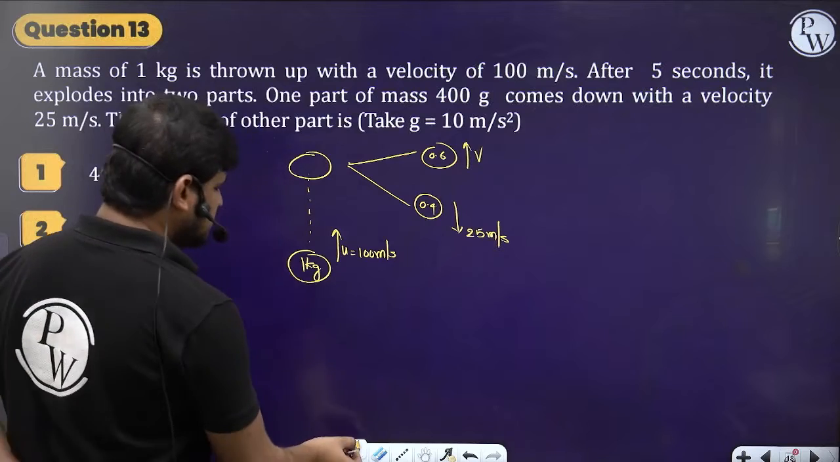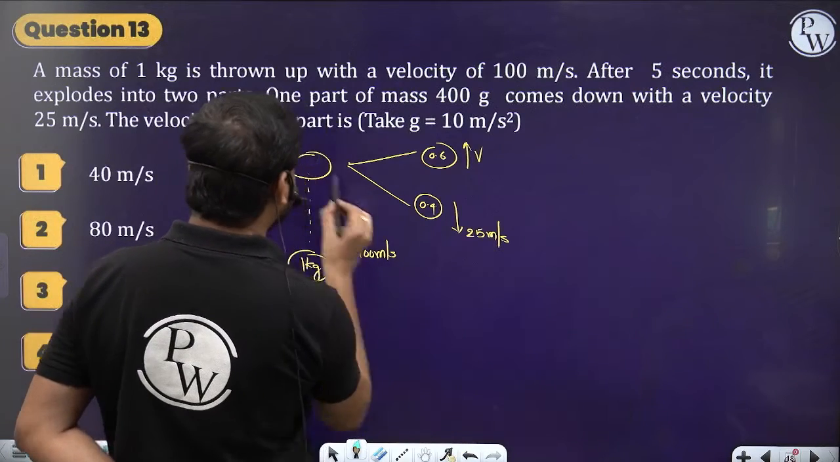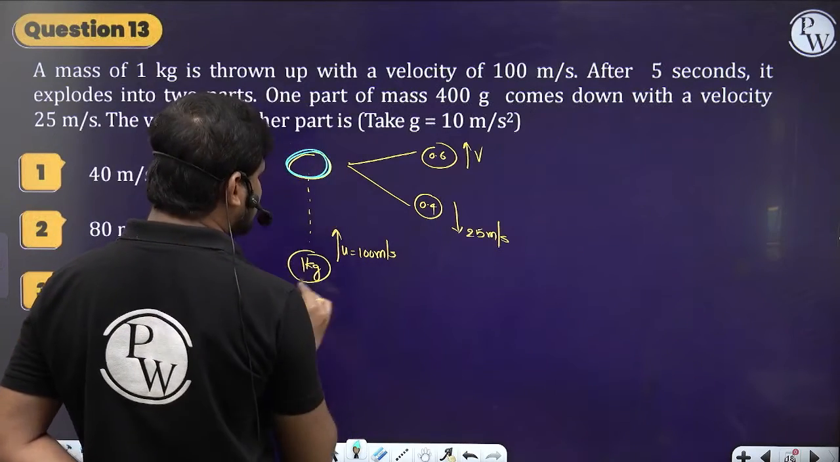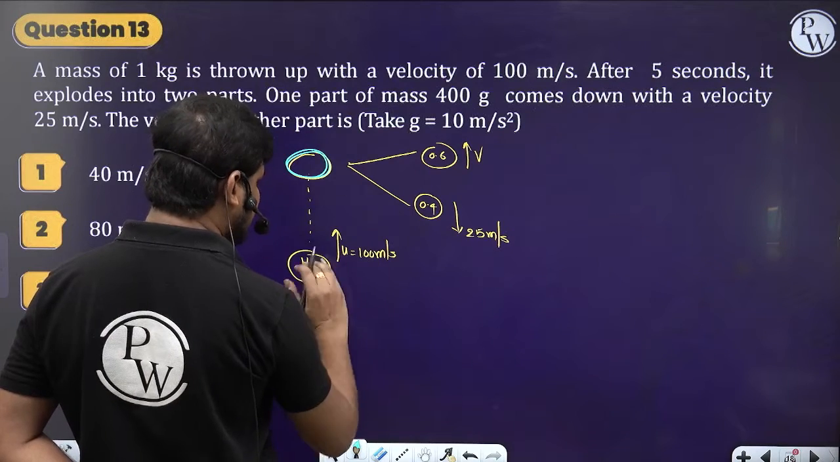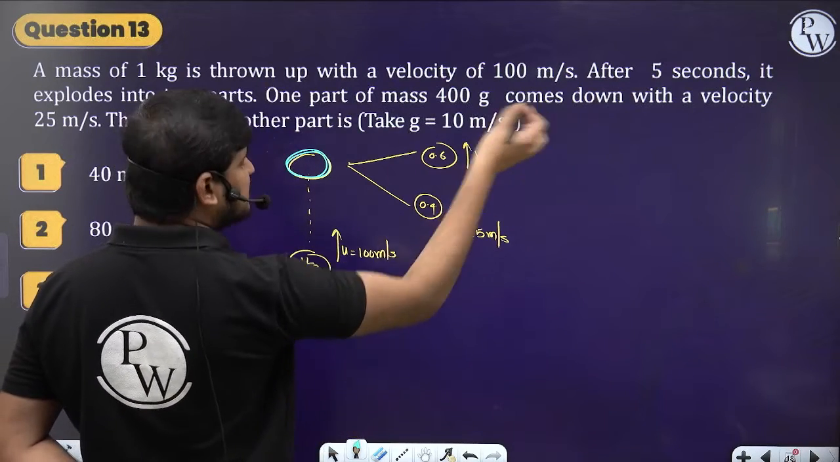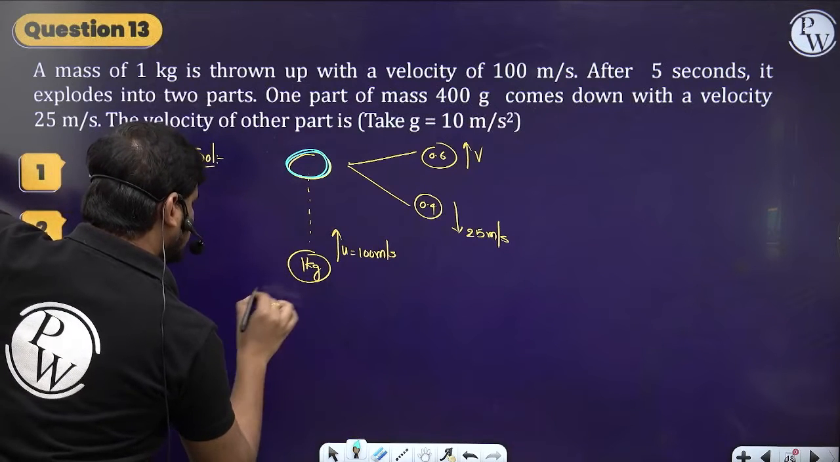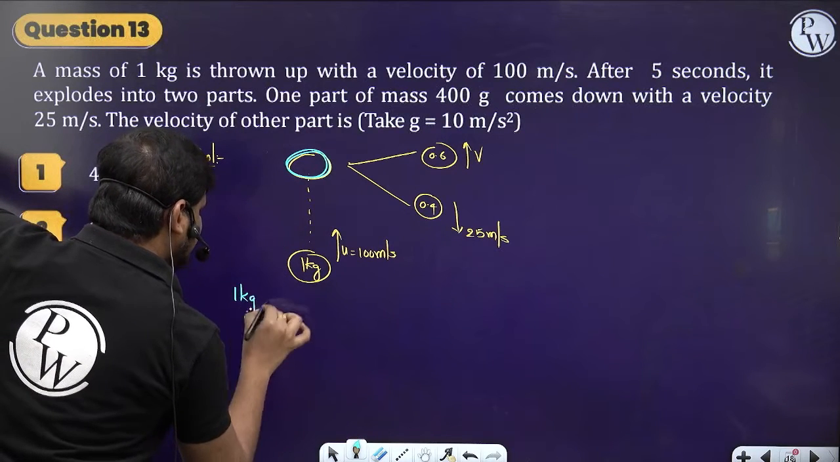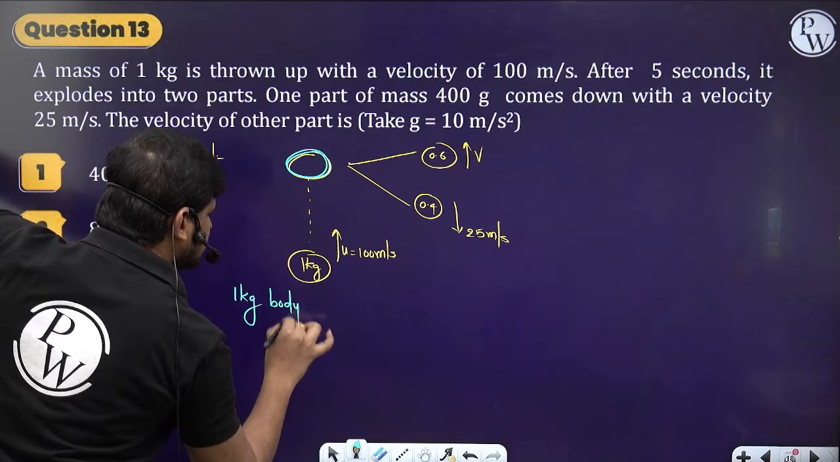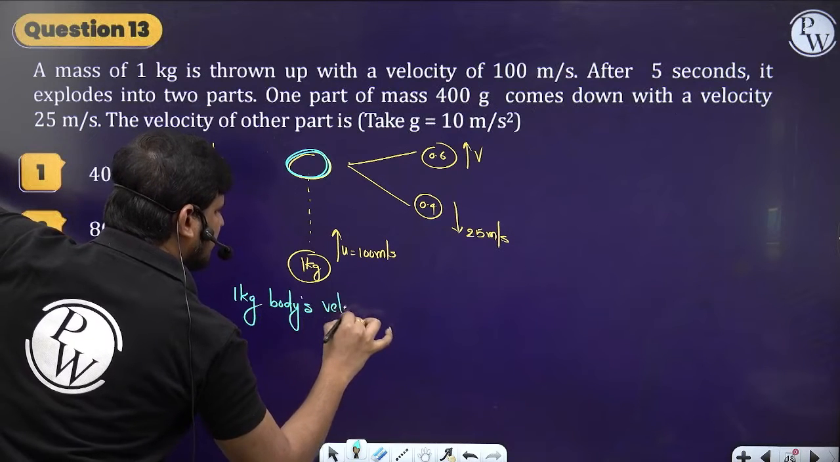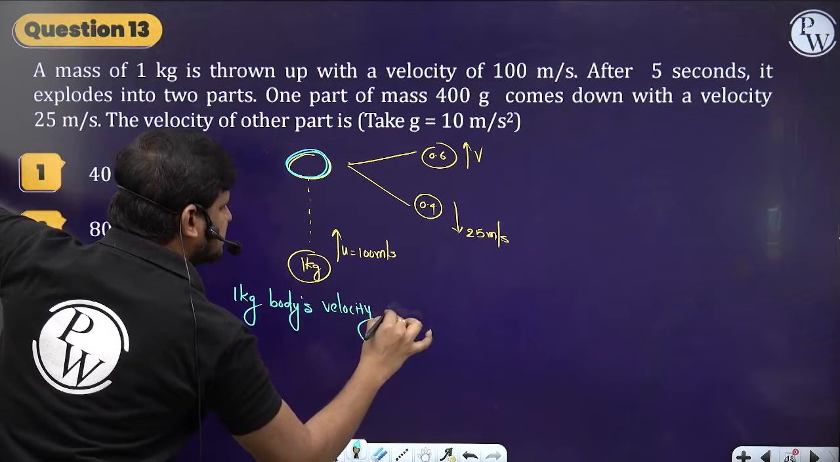See here. So initially this part is not at rest. This is not at rest because it's initially given 100 meter per second. After 5 seconds, what will be its velocity? First find its velocity after 5 seconds. So the 1 kg body's velocity after 5 seconds.